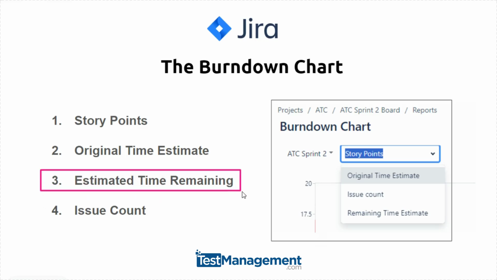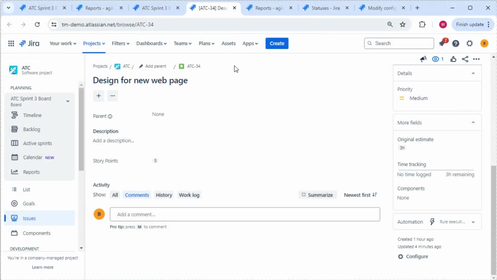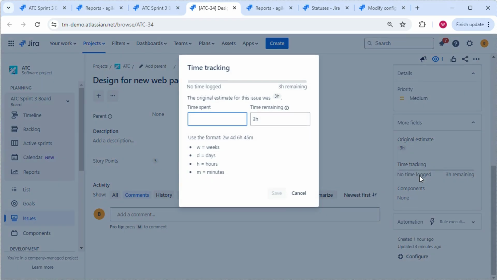And the estimated time remaining is where things start to get a little bit more complex. So what comes into play now is not this original estimate value, that's now ignored. What we'll be using is this time tracking element within your Jira issues. So we can track the time spent and the time remaining.